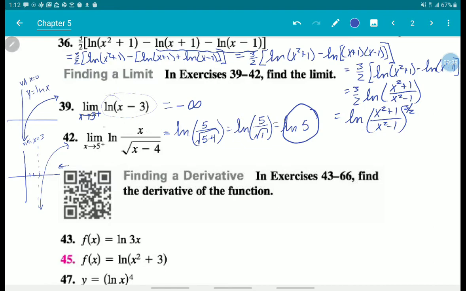If we wanted to, we could graph this on the calculator and look at what happens as we get close to 5 from the right. So we could plug in numbers like 5.1, 5.01, 5.001. And what we're going to see is that we're going to get really close to that ln of 5. But remember, your calculator is not designed to give you exact values, and we're going to almost always want that exact value.